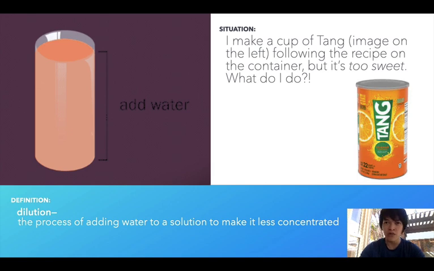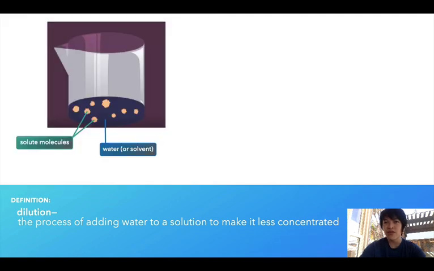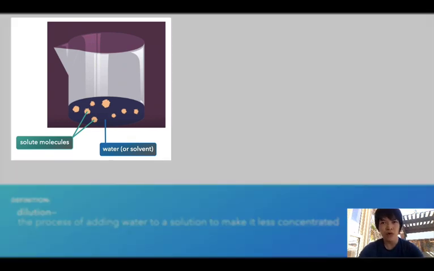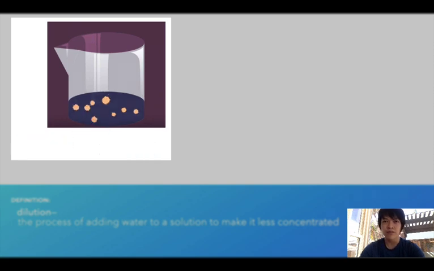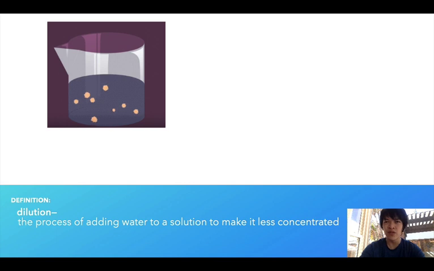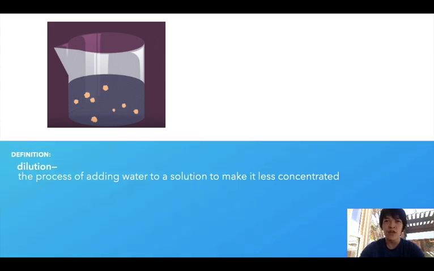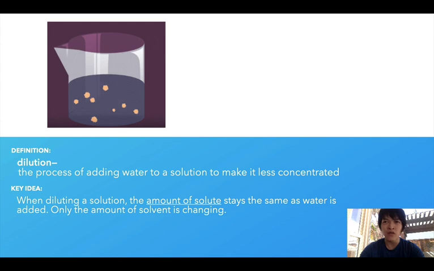Dilution is the process of adding water to a solution to make it less concentrated. So we have a container of solution here with these jumbo-looking solute molecules dissolved in water. Now look closely. What happens when we dilute it with water? What's different about this? It looks like only the amount of water changed. This leads to a key idea. When diluting a solution, the amount of solute stays the same as water is added. Only the amount of solvent is changing.